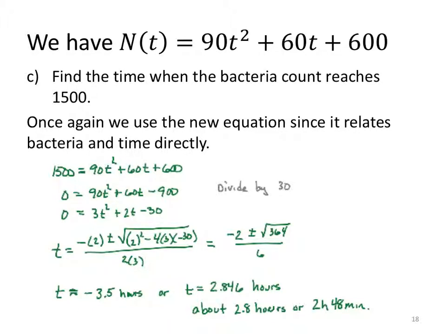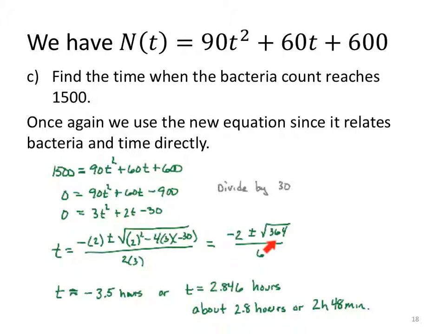I'm going to try to factor maybe, but I would most likely use the quadratic formula. I don't want to use the quadratic formula with such large numbers though, so I'm going to divide every single thing in my equation by 30. 0 divided by 30 is 0, 90 divided by 30 is 3, 60 divided by 30 is 2, negative 900 divided by 30 is negative 30. And then using the quadratic formula, always simplify the radical first, and then the fraction.